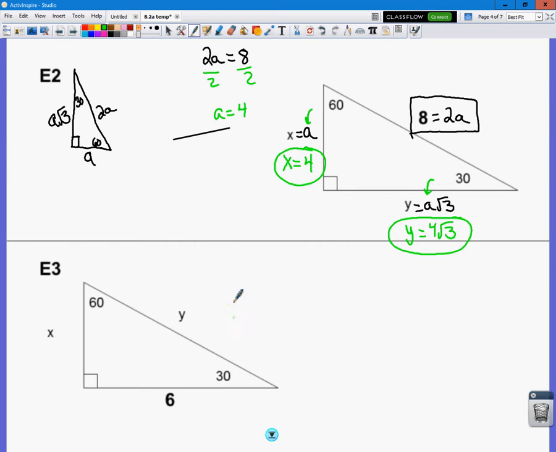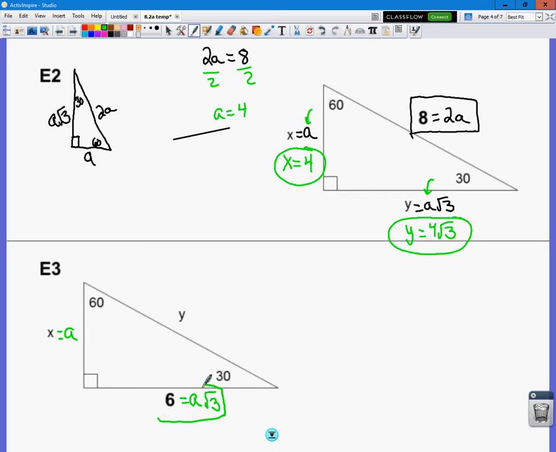And it's easy once you get used to seeing what happens. Doesn't have to be hard. We just need to make sure that we've memorized this special right triangle. What do we put across from the 30? A. So x is a. What do we put across from the 60? A square roots of 3.